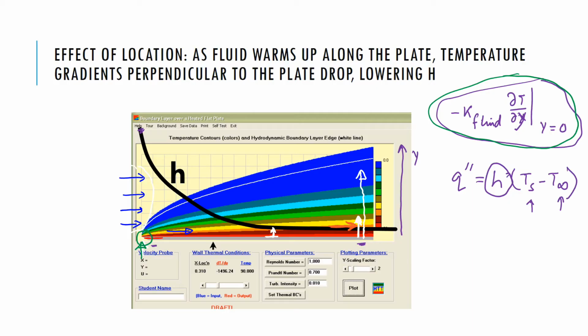So this is always true for any kind of surface. So when you see a formula for h, you should ask, is this for a location or an average over the entire distance? If you don't see a location variable in the formula, it is the average over some surface.